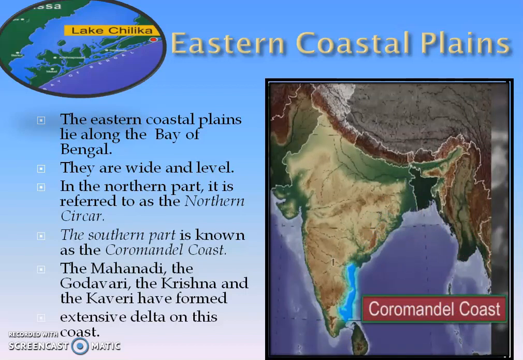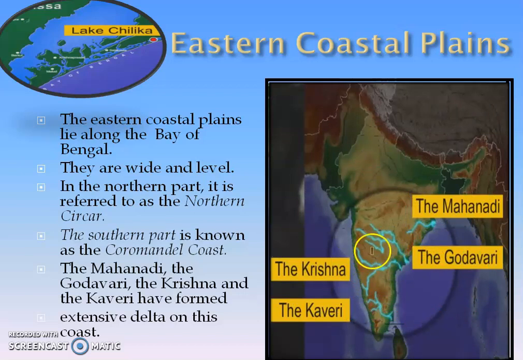Coromandel Coast. The rivers like the Mahanadi, the Godavari, the Krishna and the Kaveri have formed extensive deltas on this coast. And one of the important features of this coast is the Lake Chilika. It is the largest saltwater lake in India, and it is located in the state of Odisha.